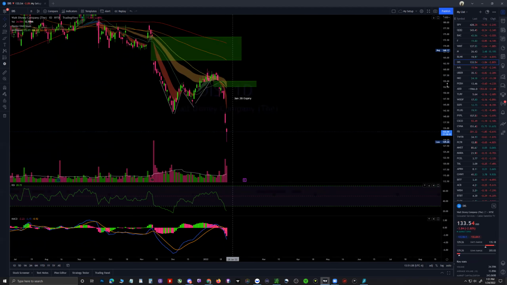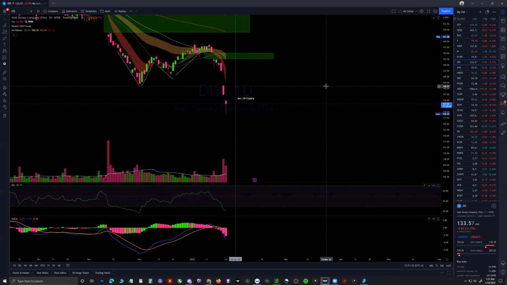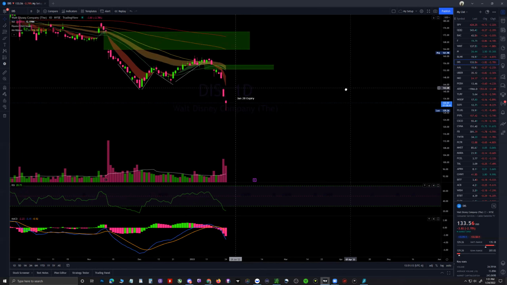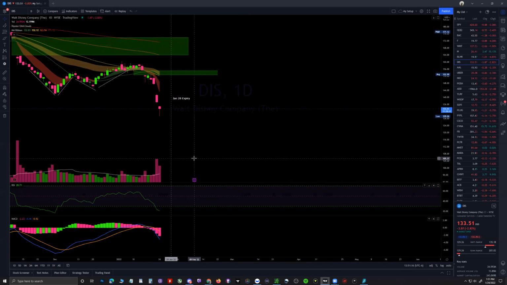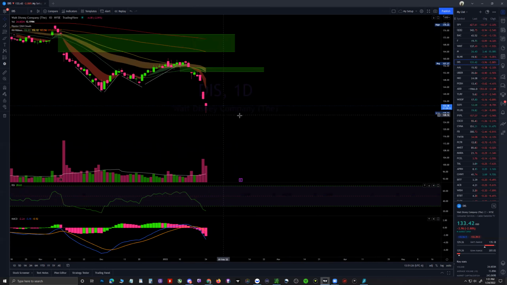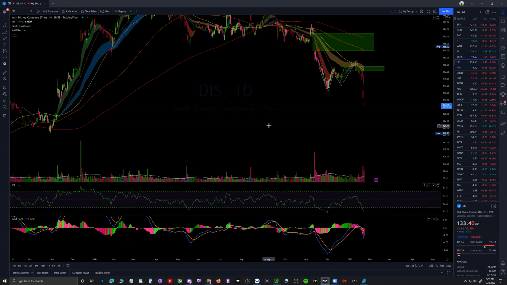Take a look at Disney. 3 gap downs in a row. Look at Disney. My God, man. Earnings coming up February 9th. I like the candle though. I do like the buyer's wick on this candle. This gap was filled also. So let's look at this gap here. Let's draw this gap out. So what I'm looking at is this gap right here. So I'm going to draw that out.